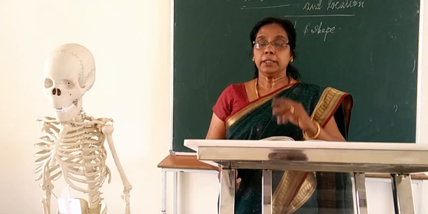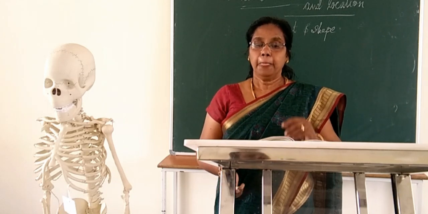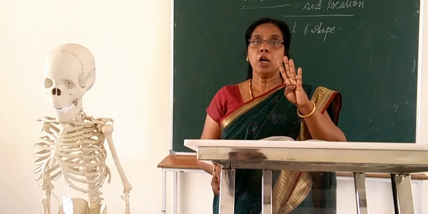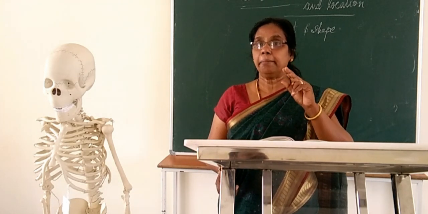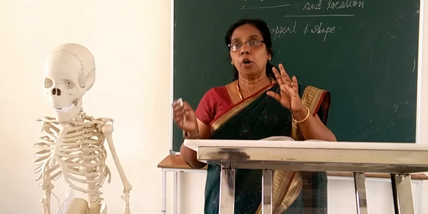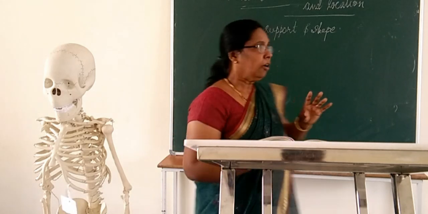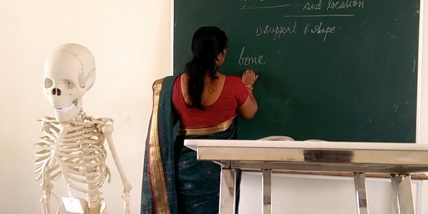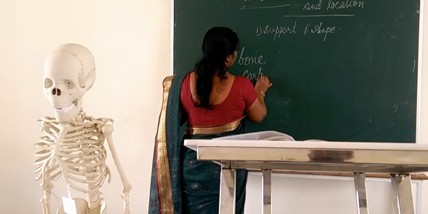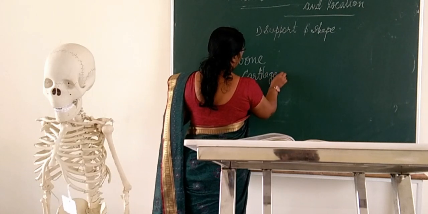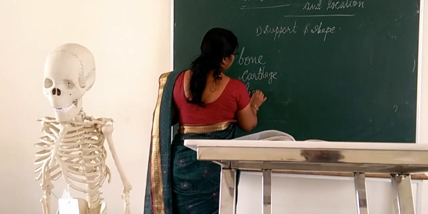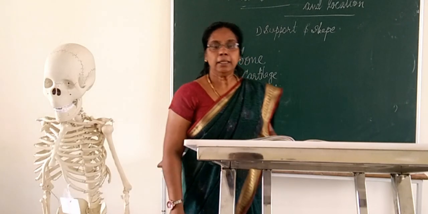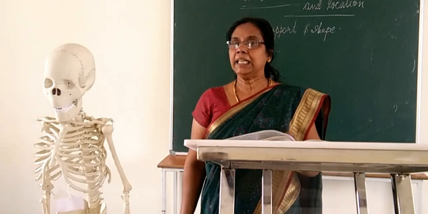Then what are the constituents of the skeleton? Let us see the constituents of the skeleton. Mainly it is bones, cartilage and ligaments. So the constituents of the skeleton are, first one is bone, next one is cartilage, and the third one is ligament. These are the components of the skeleton.